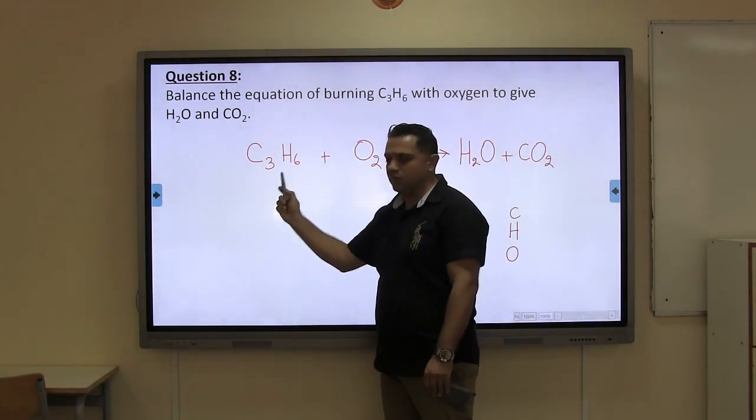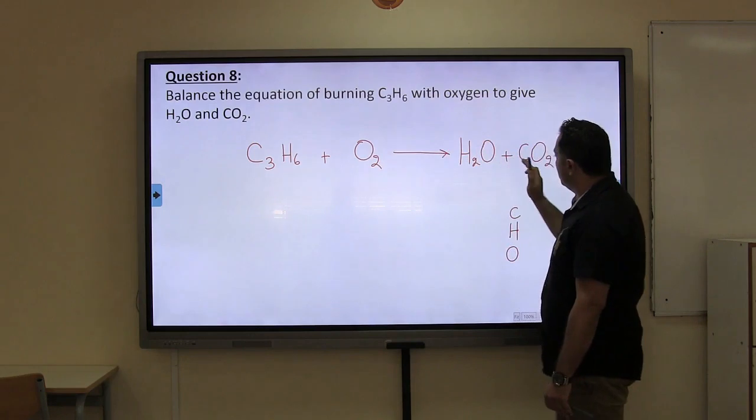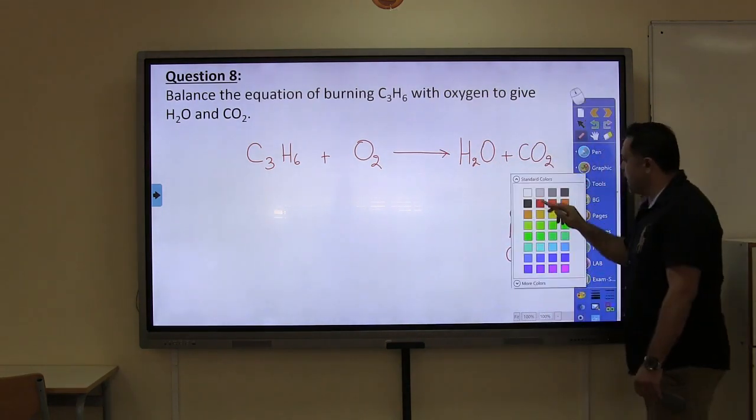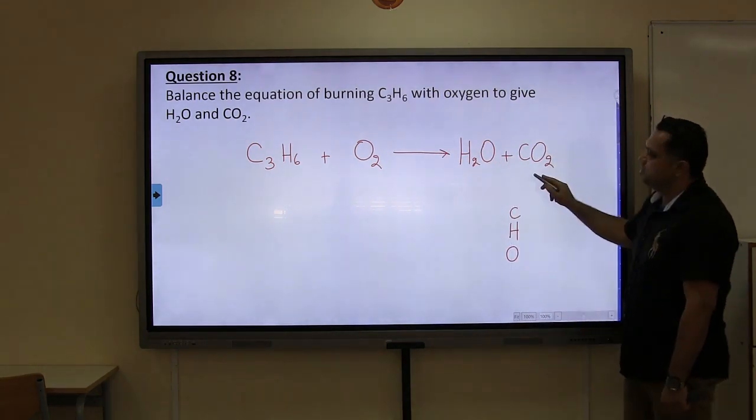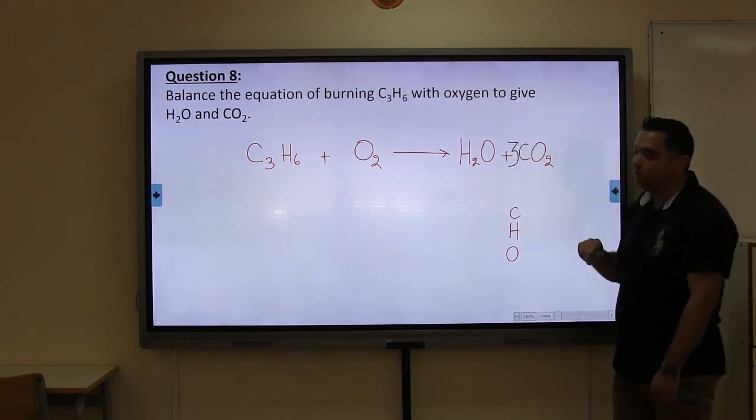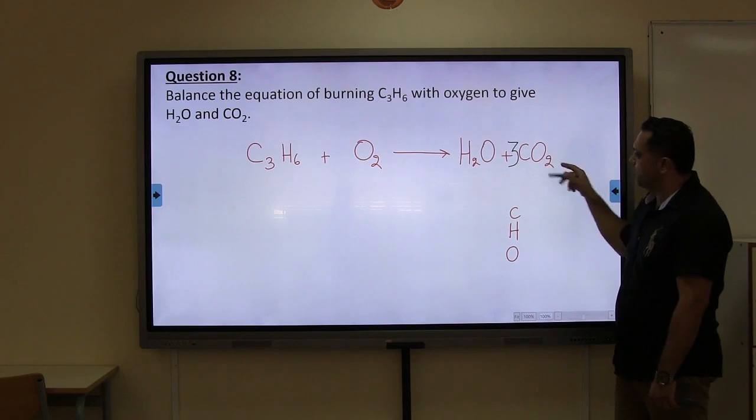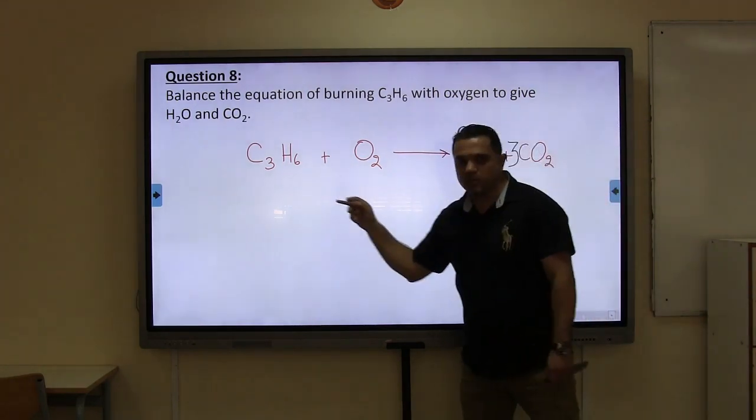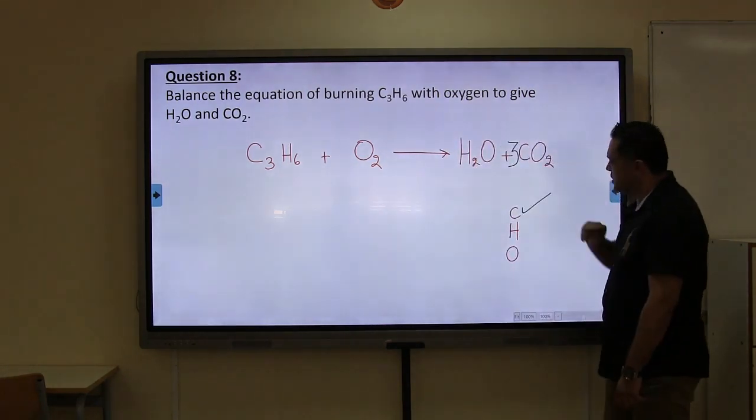3 carbons, C3, 3 carbons. And on the product side here, I have only 1 carbon. So to balance the carbon, I need to multiply by 3. So I have 3 CO2 now. 3 carbons, 3 carbons, the carbon is balanced, it's fine.